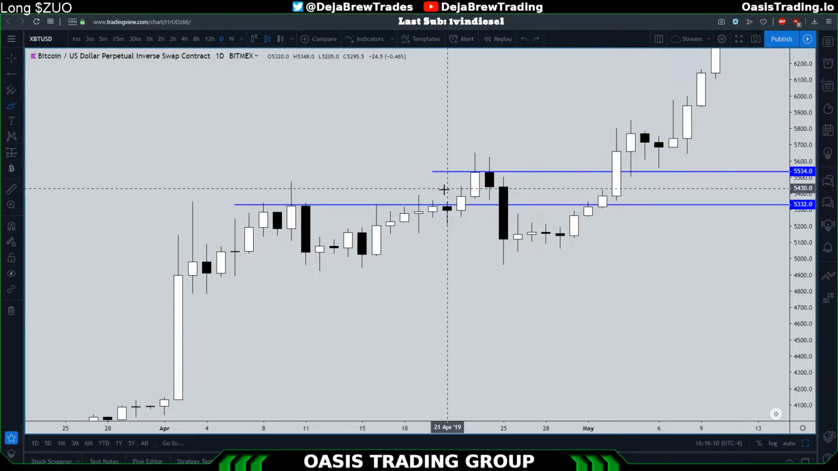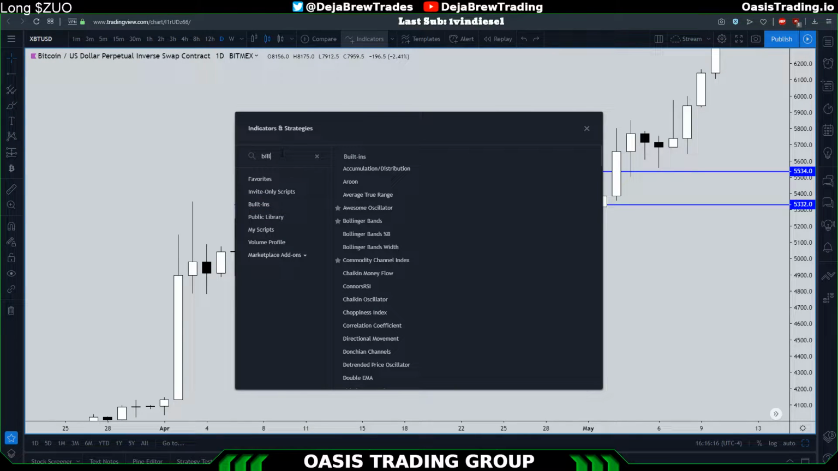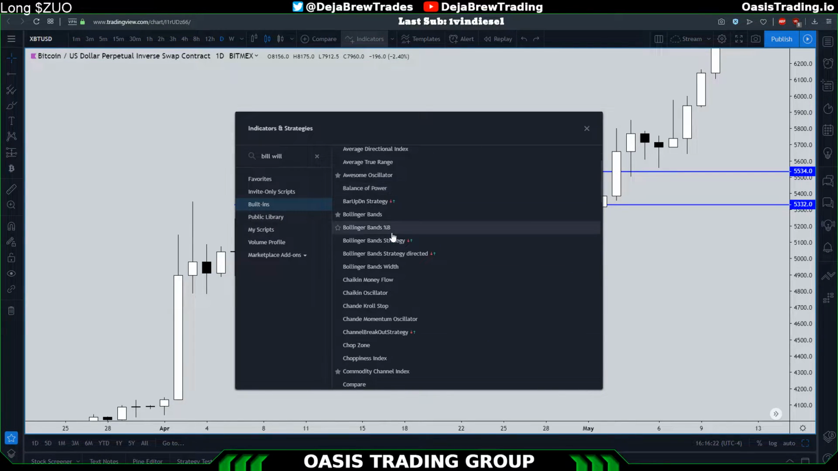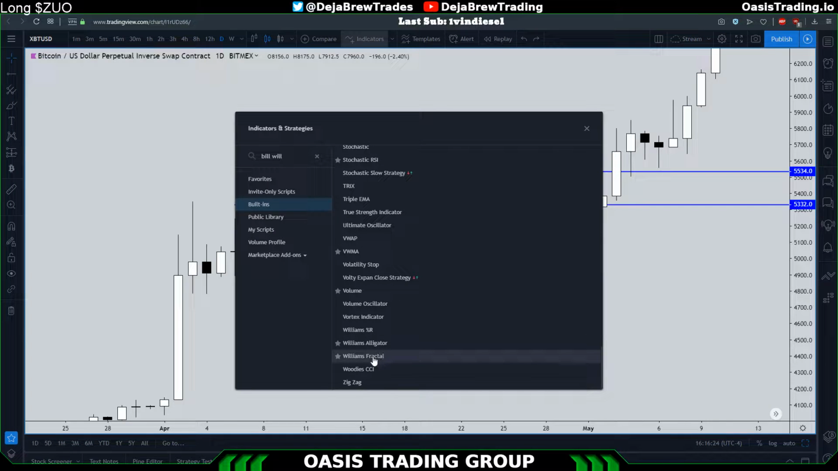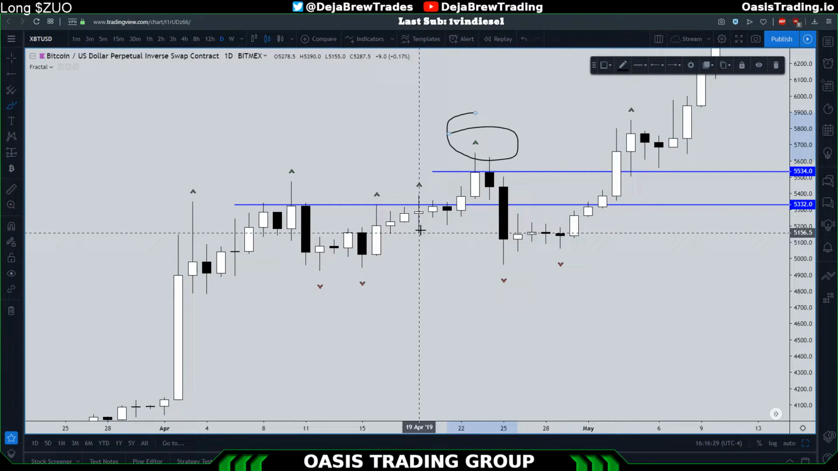Now, if you struggle seeing those fractals, there is a built-in indicator in TradingView called fractals. If you type in Bill Williams, it's right there. You can just go to built-ins. It's in here. Williams Fractal, and it will mark your fractals here. It just gets a little messy. That's why I don't use the indicator.